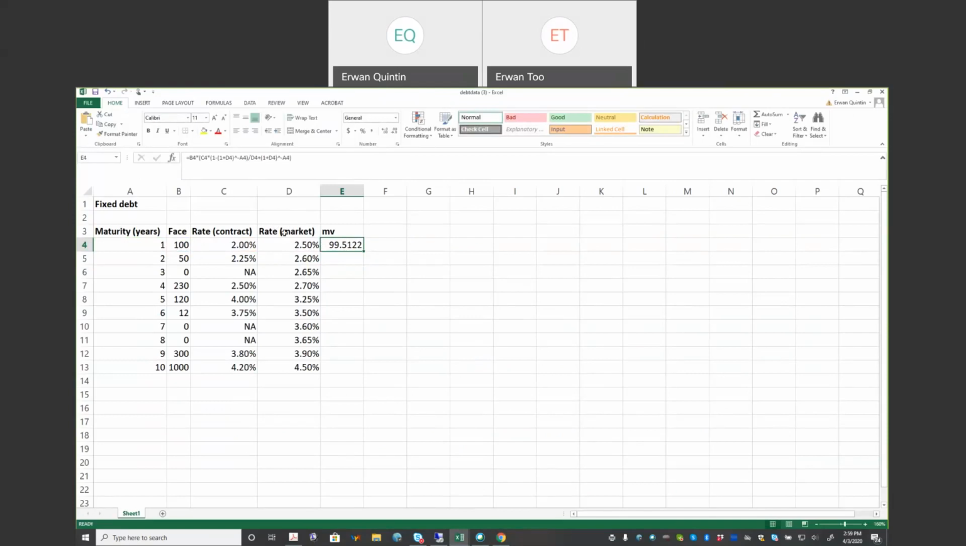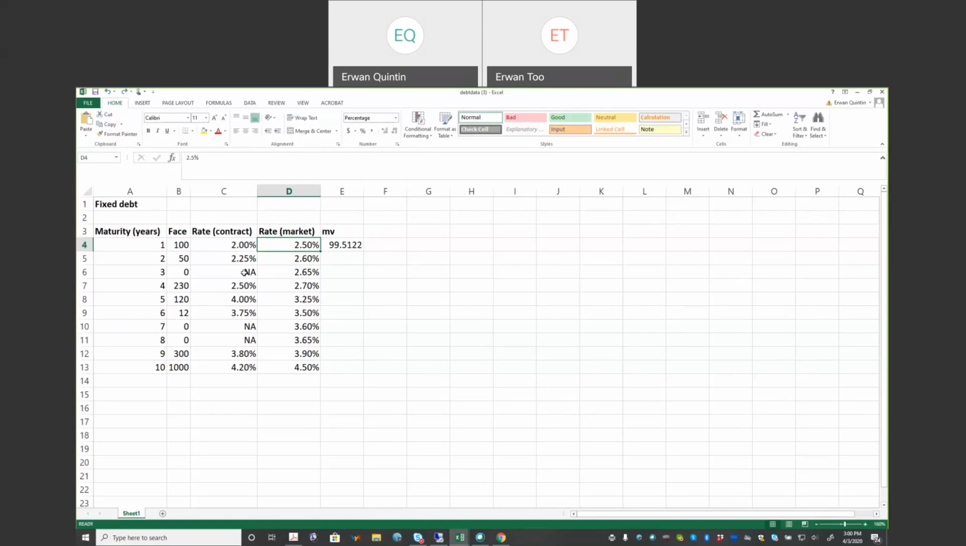That makes sense. Another way to check that my formula is correct is to ask ourselves, what if the market rate was exactly equal to the contract rate? Well, in that case, I would expect face value and market value to be exactly the same. And sure enough, that's the case here. So there's a chance at least that I entered my formula correctly. In fact, I feel so good about my formula now that I'm just going to copy that formula so that it will work all the way down.